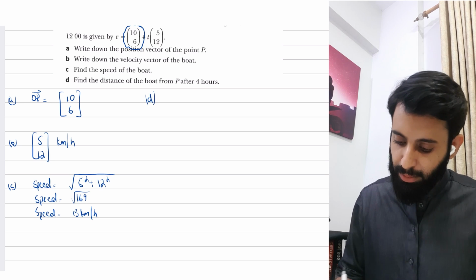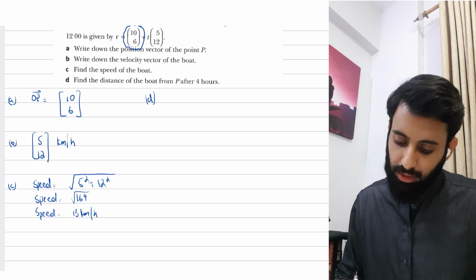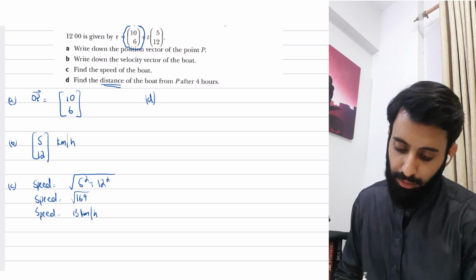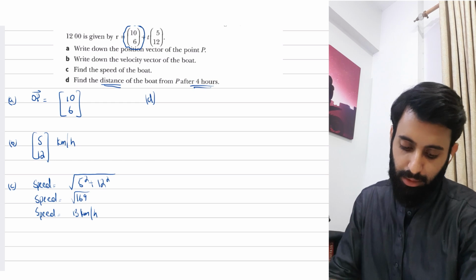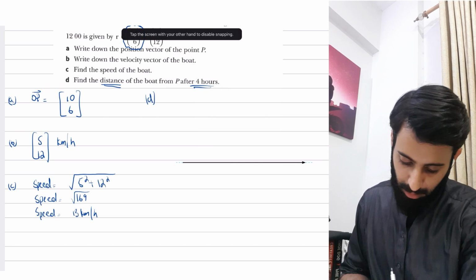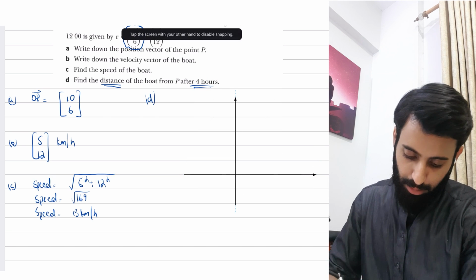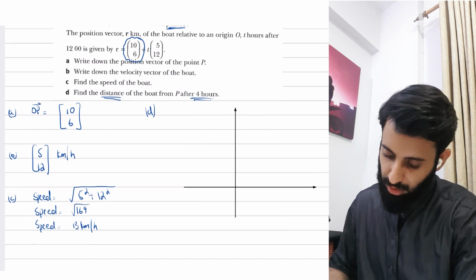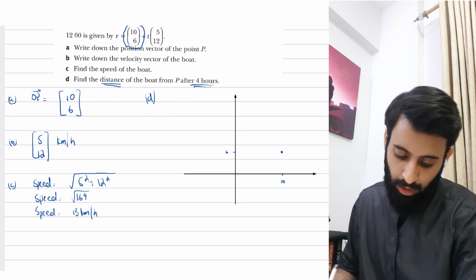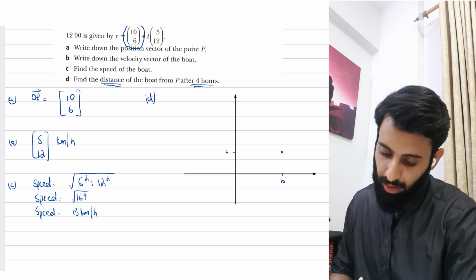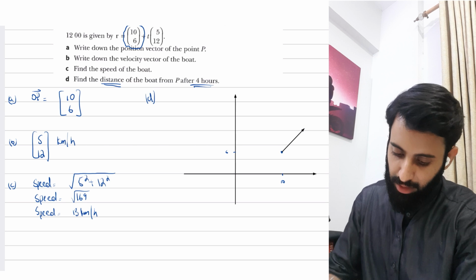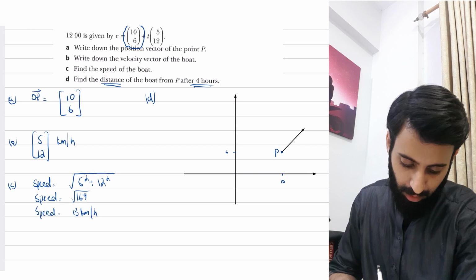And then we head over towards part D, where it's asking us to find the distance of the boat. Now notice here it's asking us the distance. I'll tell you how you're going to work out the distance of the boat from P after 4 hours. So here's technically what we have to find out. Once you understand graphically what this means, then hopefully you're not going to have a problem over and over again. Since this object is not starting from O, it's starting from (10, 6). So let's say here's 10 and here's 6. And this object is headed at a velocity of (5, 12). That means 5 right and 12 up. So this is where the object is headed. And this is the point P.